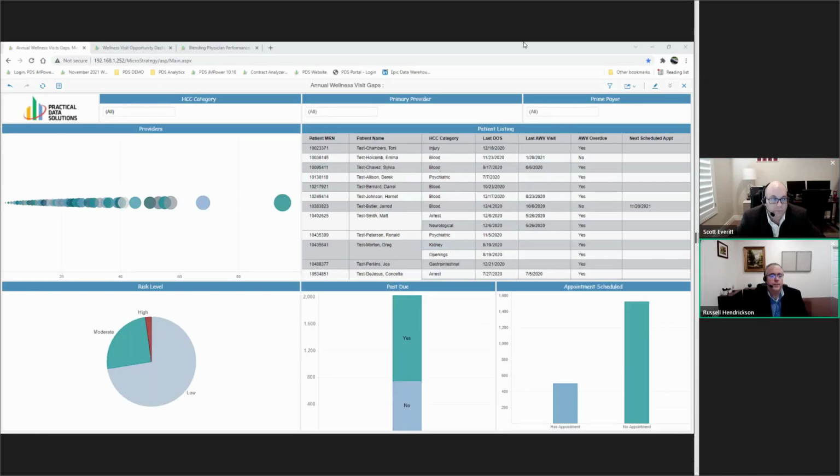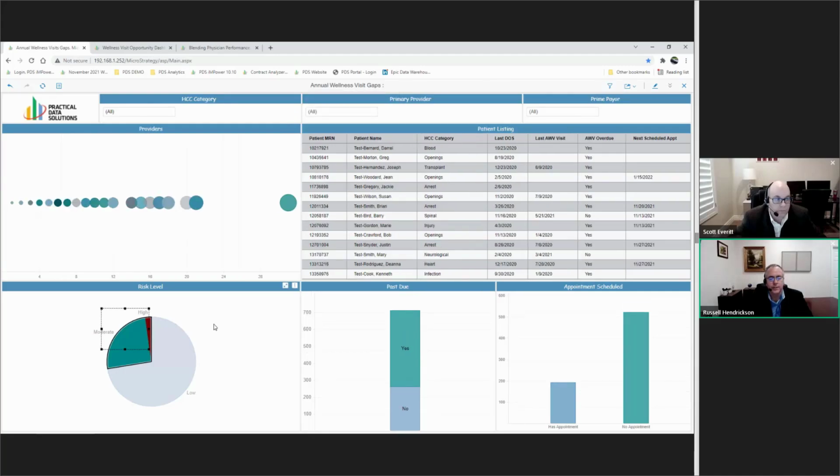This one is a little different than some of the ones that we've looked at, but over here on the left, we can see our providers, and the providers are actually being counted by patients with chronic conditions. We can also quickly see who are our high risk or moderate risk patients versus our lower risk patients. And over here on the right side, we can actually see down to the patient level in the detail, as well as what are the HCC categories that that patient has.